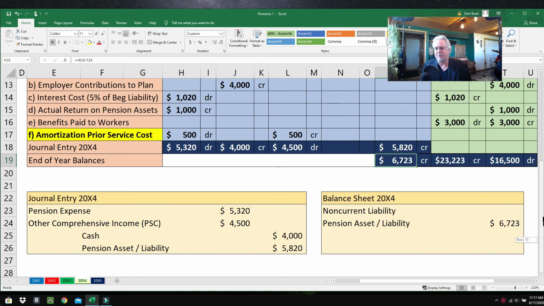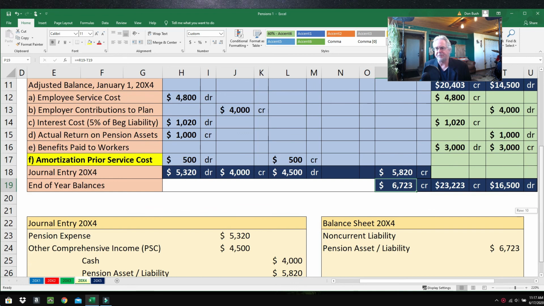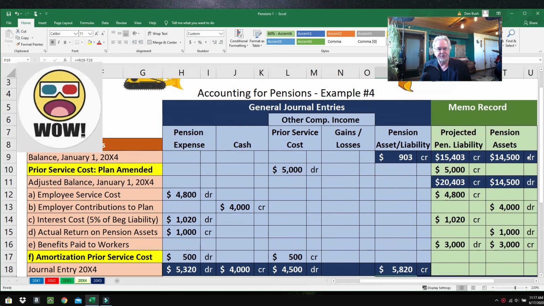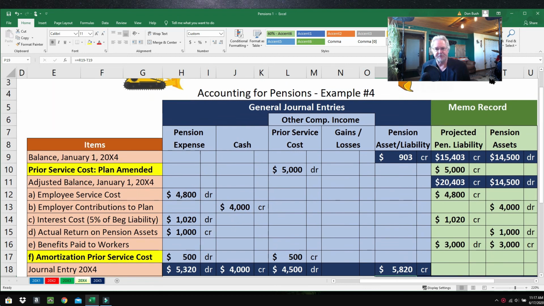So what did we learn today? Well, we reviewed the pension worksheet, but we learned a lot about prior service cost and amortizing that prior service cost. And we learned about other comprehensive income, that these are expenses or revenues that skip past the income statement, go straight to the balance sheet. I don't care for them, but that's the way it goes.